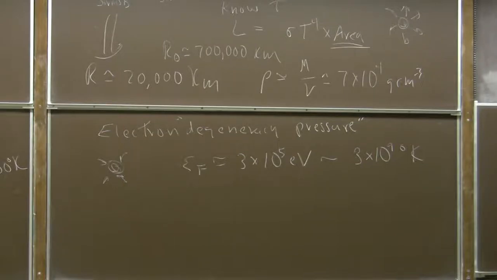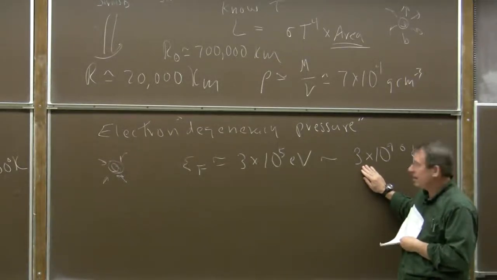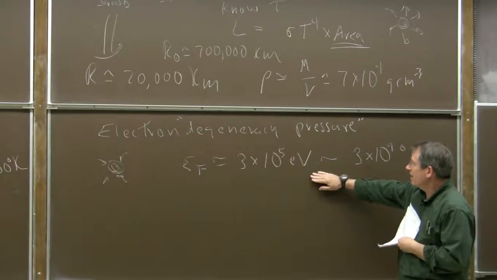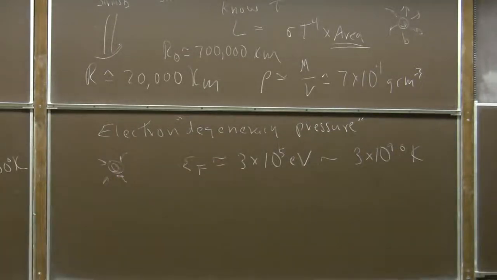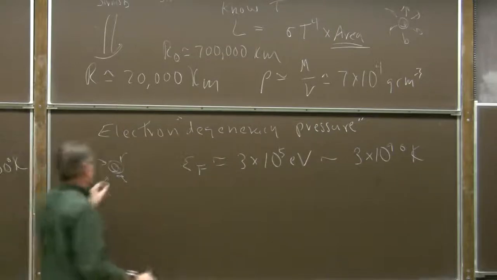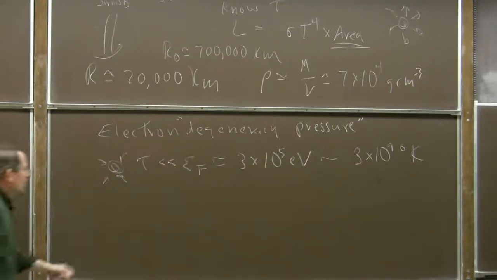I mean, what's the temperature in the core of the sun? It's a lot less than this, right? Maybe it's 10 to the 7 degrees K or something like that. This is a really high energy. And so even in the core of the white dwarf, the temperature is small compared to this Fermi energy. So we have temperature much less than Fermi energy. It's nearly degenerate.